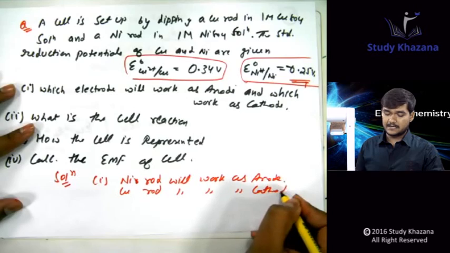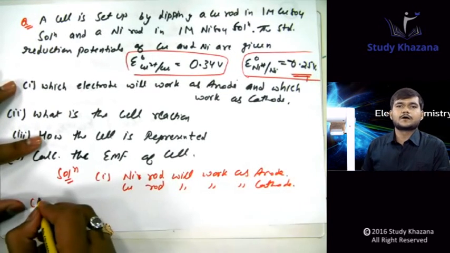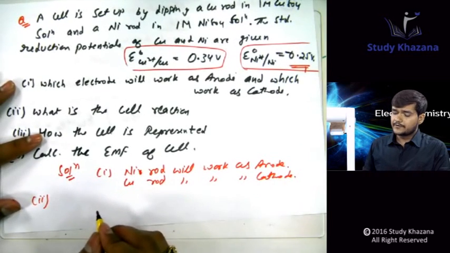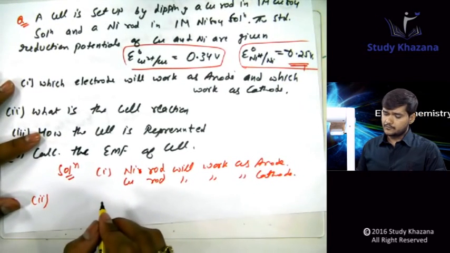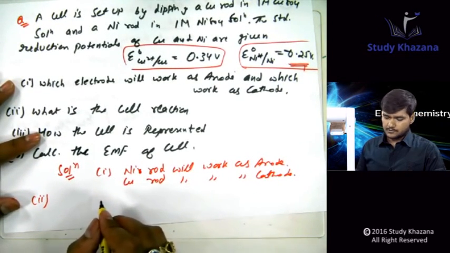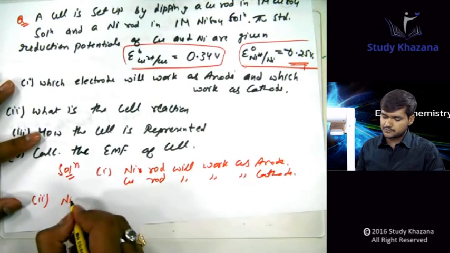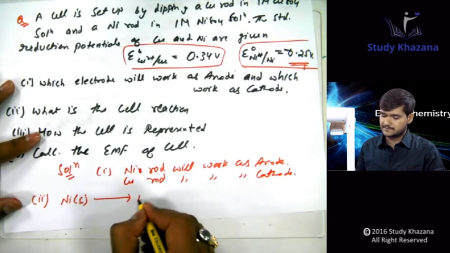Now the second part, what is the cell reaction? Before writing the overall reaction, we must write the half cell reactions. Now what is anode and what is cathode here? You already know nickel is your anode. So what will happen to the nickel? Nickel solid will go into the solution as nickel 2 plus ion aqueous plus 2 electrons.